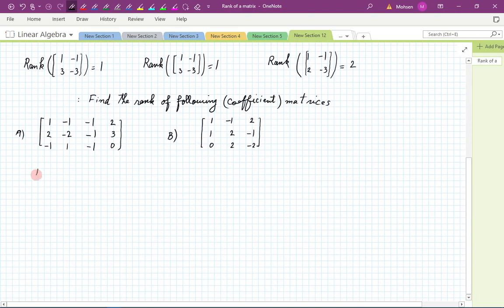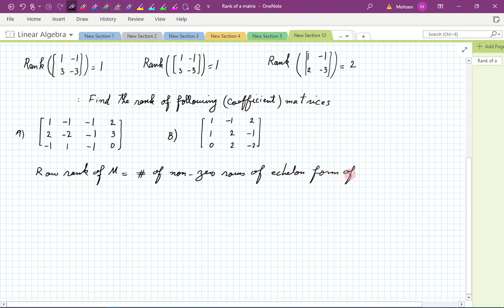So the row rank of a matrix M is equal to the number of non-zero rows of the echelon form of M.